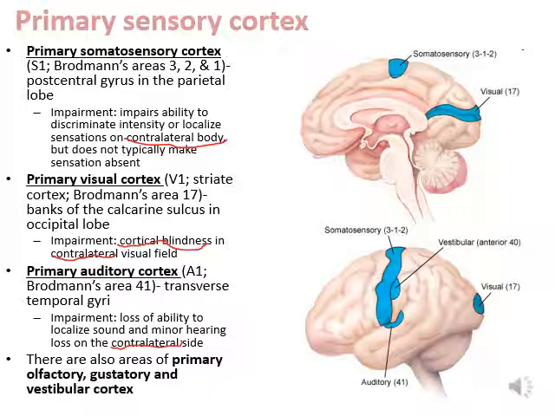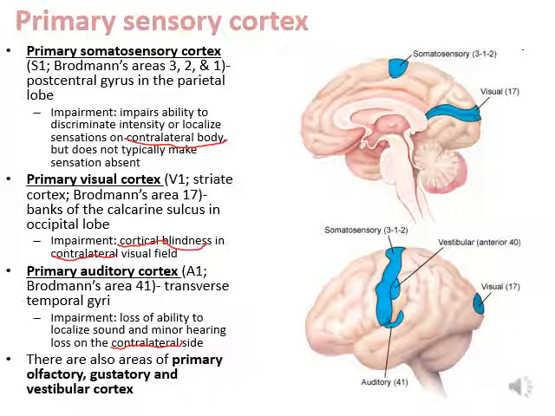And then the second primary sensory cortex will be the primary visual cortex. And you can see it located on the back of the occipital lobe. So if this area has a lesion, it can cause cortical blindness in the contralateral side.